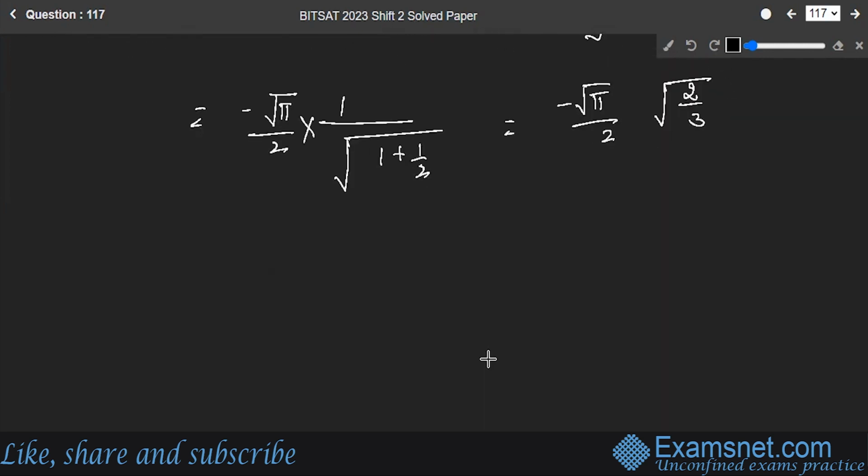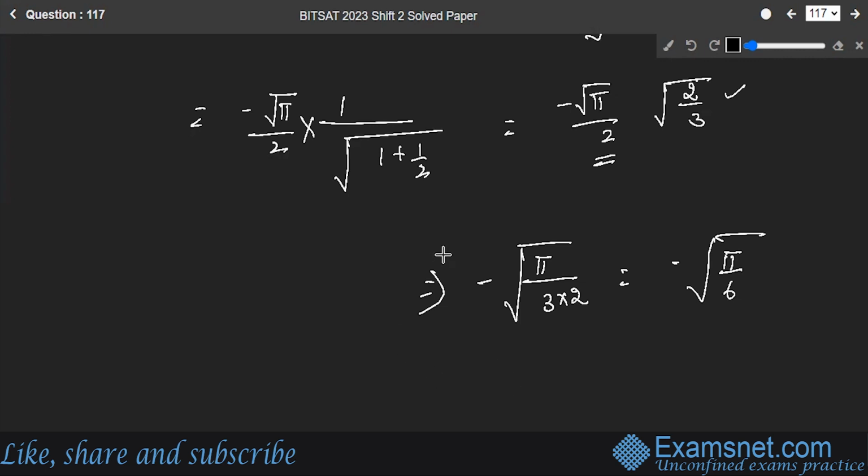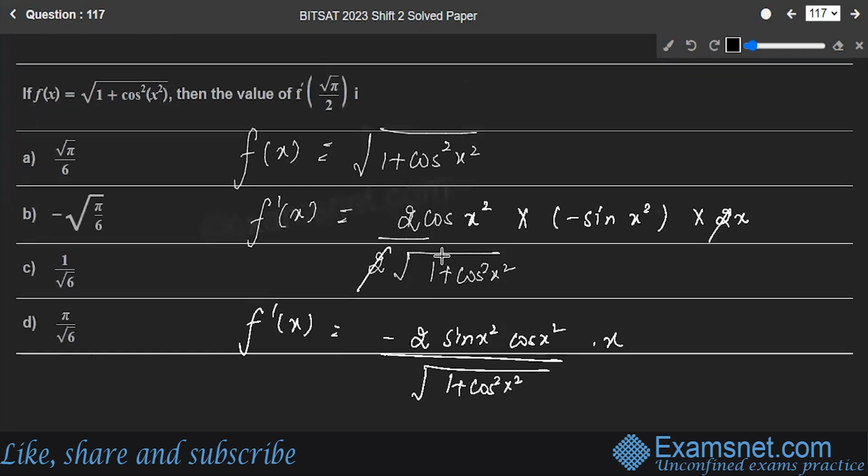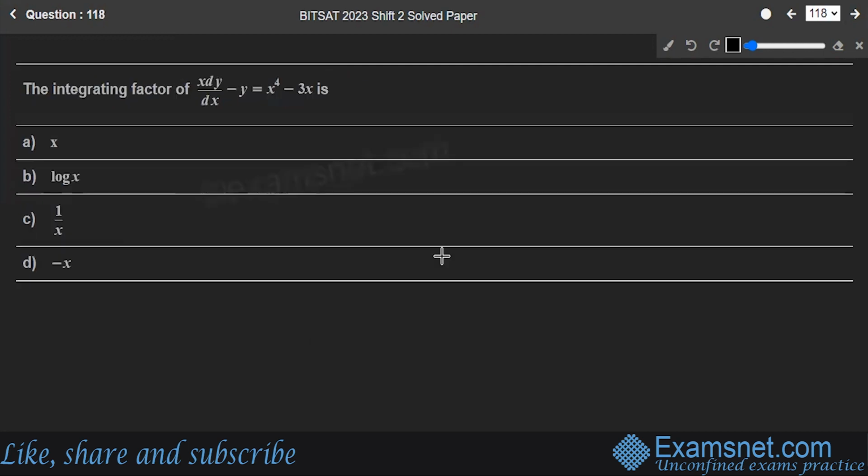On solving this, you will get minus outside, pi will come over here, and this will be 3 into 2 because I've cancelled this root 2 and this root 2. This will give me minus root of pi by 6. This is the answer to the question, minus root of pi by 6. Option B is the right answer. Hope you understood. Next is question number 118.